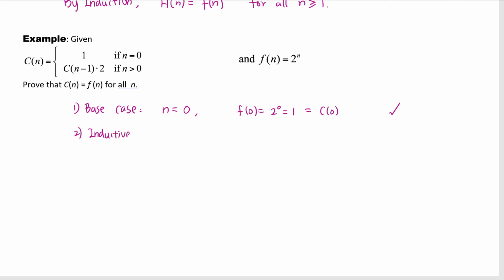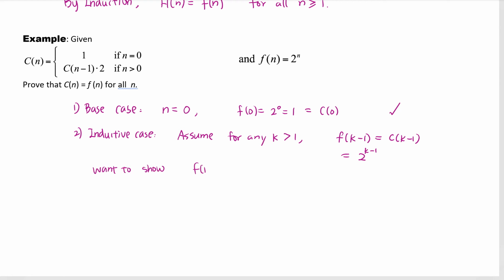And then for the inductive case, what do we do? It's actually the same step, right? We assume for any k greater than 1, we assume f of k minus 1 equals c of k minus 1. But f of k minus 1 is 2 to the k minus 1. Look at the formula of f and replace n by k minus 1. And what do we want to show? We want to show f of k equals c of k. So f of k is 2 to the k.